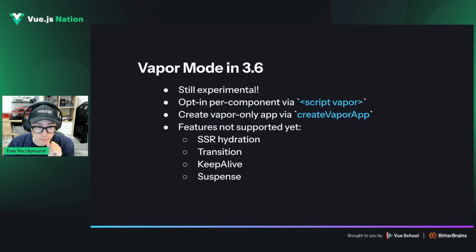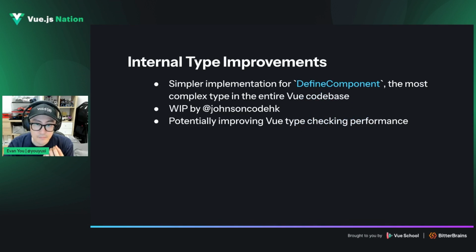There are features that will not be supported when we ship Vapor in 3.6. That is SSR hydration, transition, keep alive, and suspense. So we will complete this in future minors as we improve Vapor. But the most important thing is we want to get Vapor into the hands of developers, let people start playing around with it, and help us find issues and stabilize it over time.